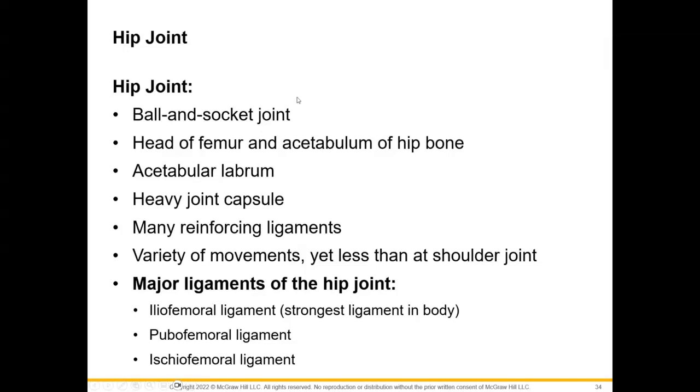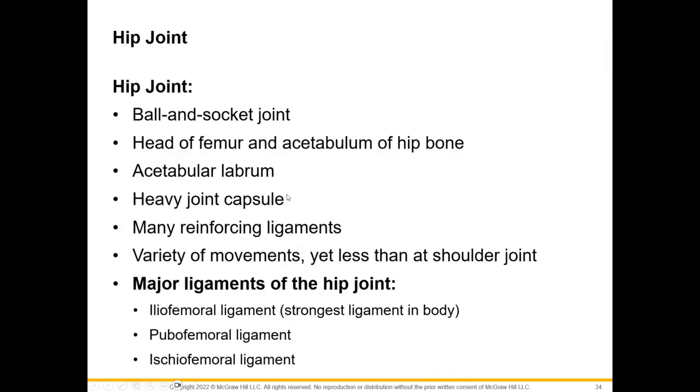Let's talk about the hip joint. This is the one you probably have heard the most about, because if someone's going to have a problem with their articulation of joints, it's going to be the hip, especially as you get older. It's a ball and socket joint. The head of the femur and the acetabulum of the hip bone are what come together.